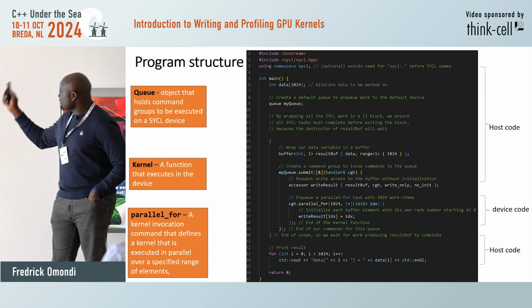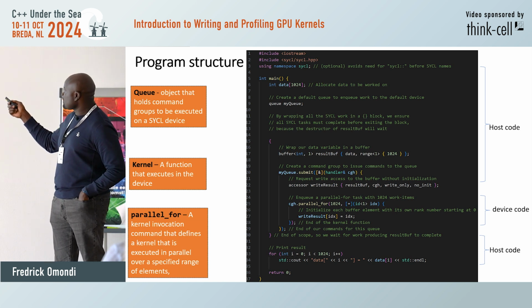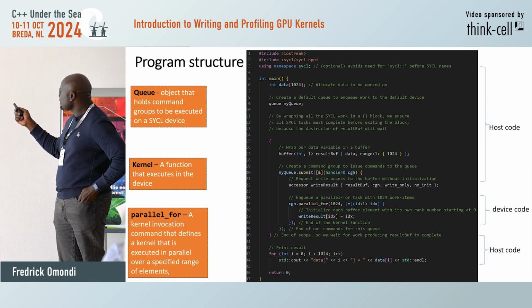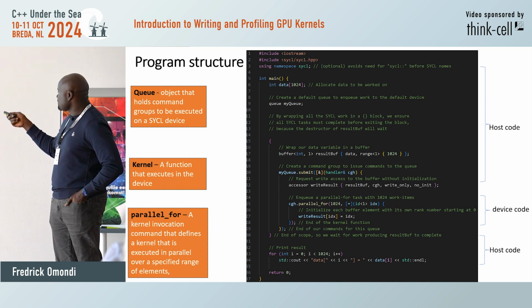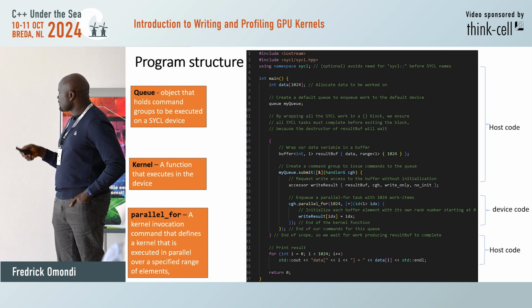So this is all in a single file. You can see that the part that is labeled as host code runs on the host, and the device code runs on the device.